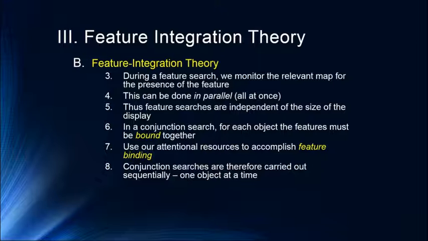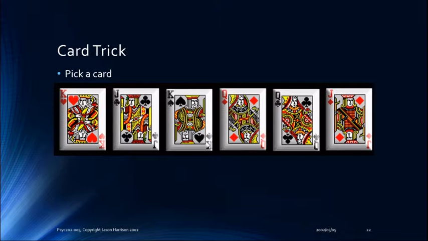So that is feature integration theory. We're going to now turn to talk about attention and visual perception. So we're going to do a quick card trick. I'm going to do some magic here. So first thing you'll do is you'll pick a card. Any card, as they say. Now, magically, I'm going to remove your card from this deck.